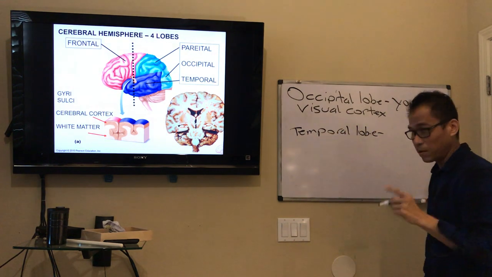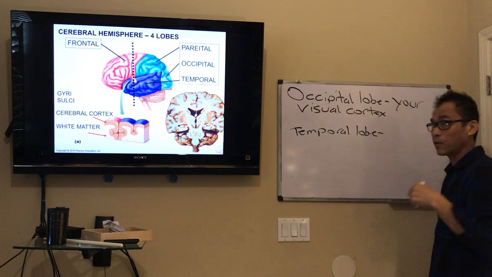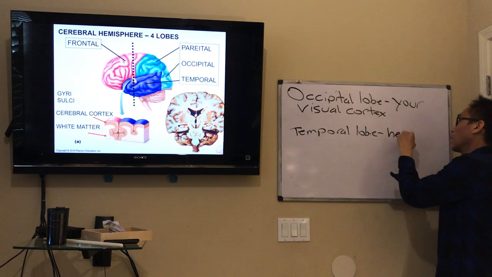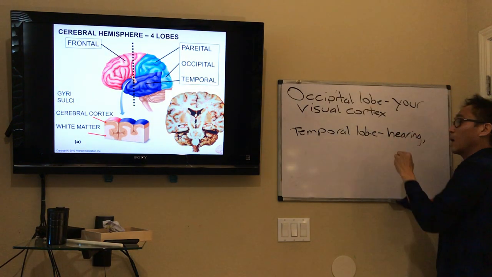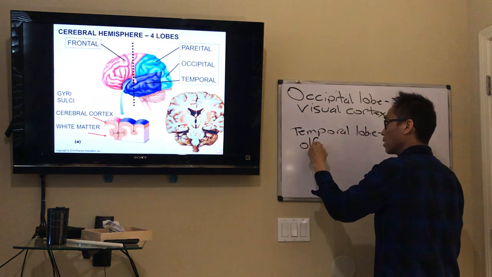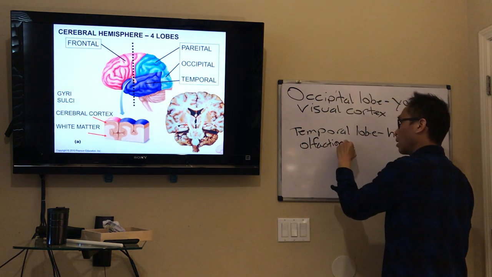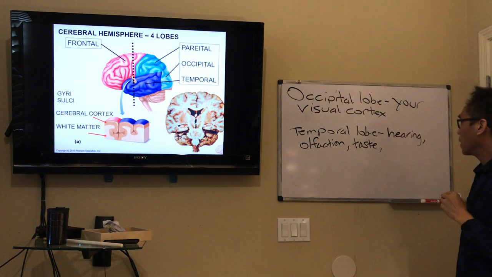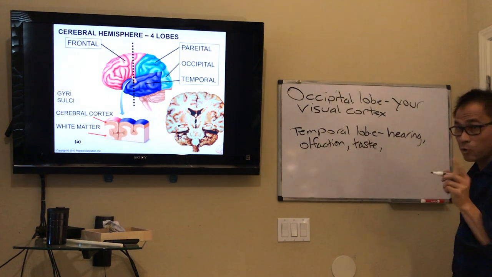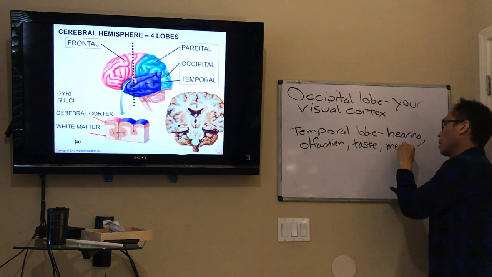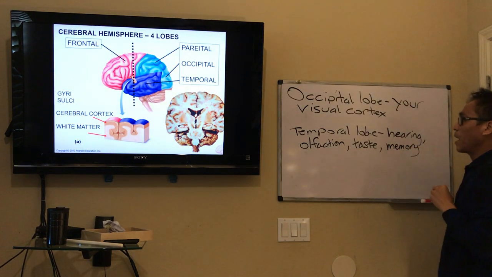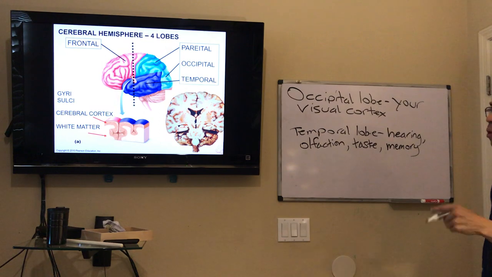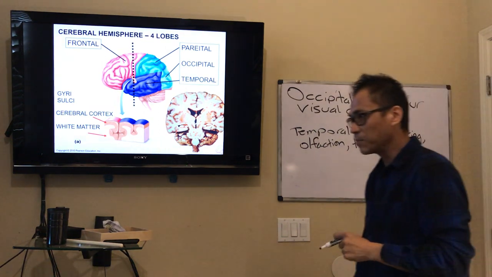Temporal lobe, there's a lot of things going on there. That's for hearing, smelling or olfaction, taste. Taste is routed there, and also memory lie in the temporal lobe, excuse me. Okay, let's move on.